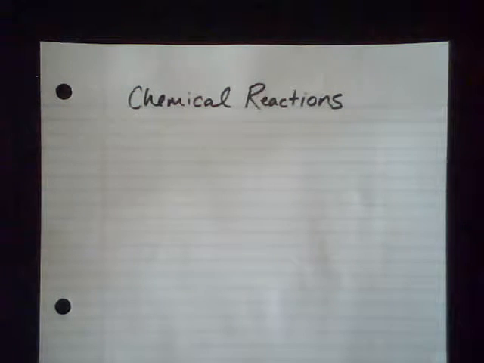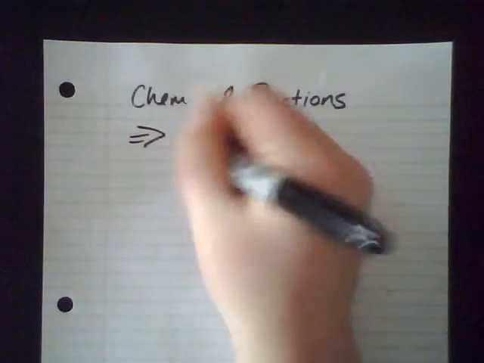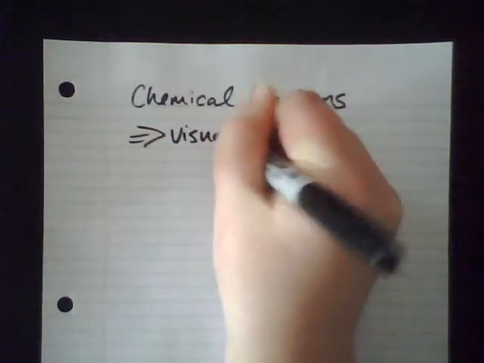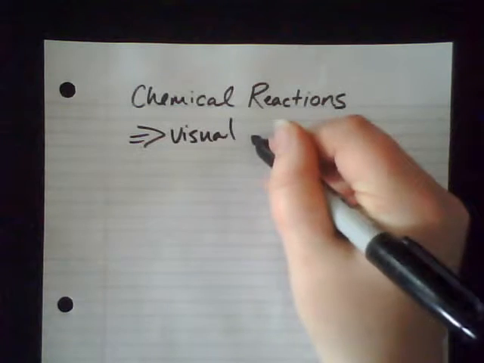Okay, today we're going to talk about chemical reactions. Chemical reactions are a way to visually describe chemical equations. So it's a visual representation of a chemical reaction or a chemical equation.